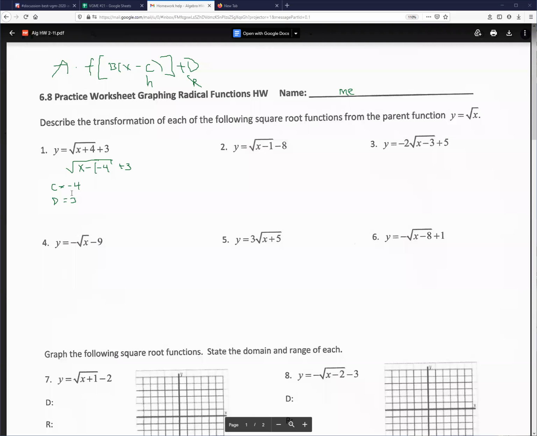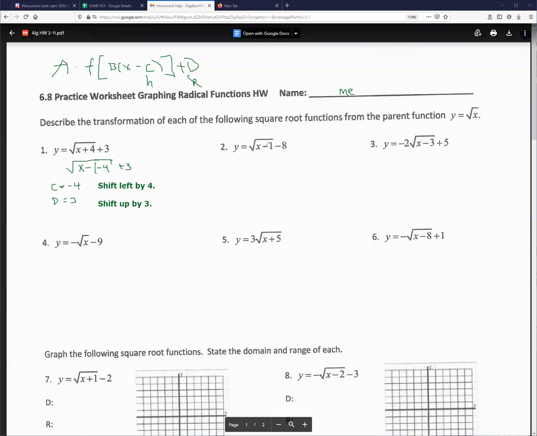Well, that means that we are going to shift horizontally by -4. What does that mean? That means we go to the left by 4. And d is +3, so it means we're going to shift vertically by 3. Okay, a positive number in the y direction would be up, so we're going to shift up by 3. And so our whole answer for this is we're going to take square root of x as our parent function, and we're going to shift it left by 4 and up by 3. And that's it.